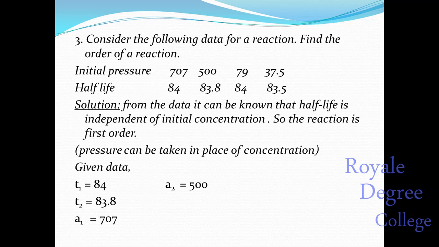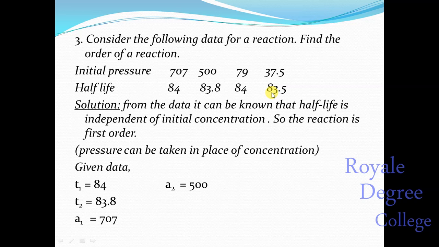Next, the third problem we'll see. Consider the following data for a reaction. Find the order of the reaction. See the table here, initial pressure. If the initial pressure is 707, half-life is 84. Initial pressure is 500, half-life is 83.8. Initial pressure 79, half-life is 84. Then initial pressure 37.5, half-life is 83.5. So here it is asking to calculate again the order of reaction. From the data, it can be known that half-life is independent of initial concentration. So the reaction is first order.